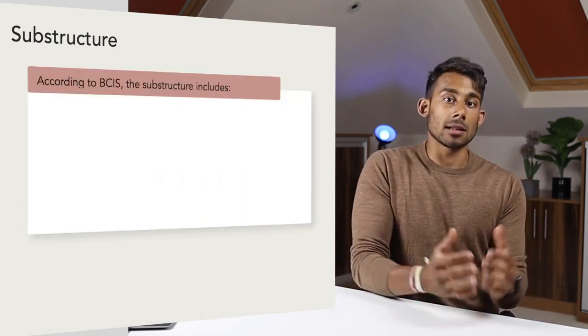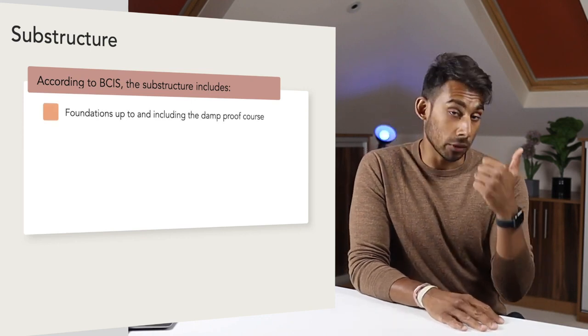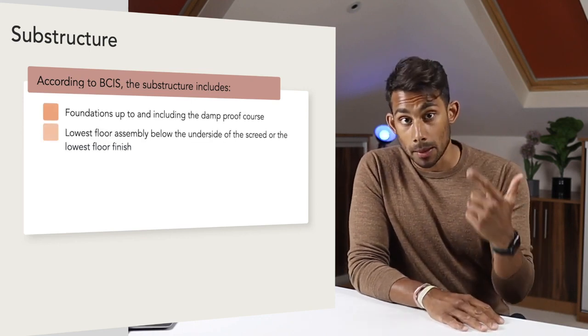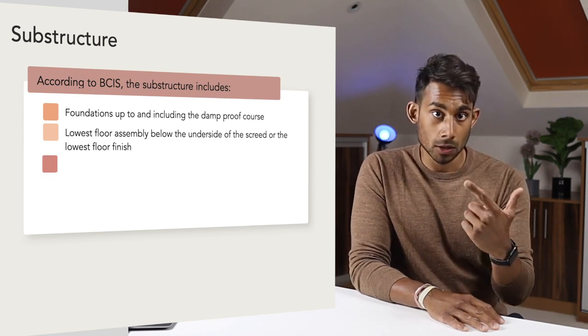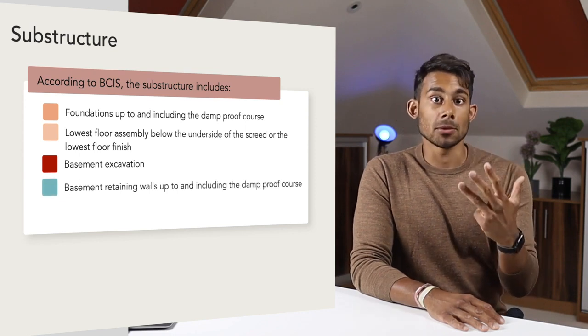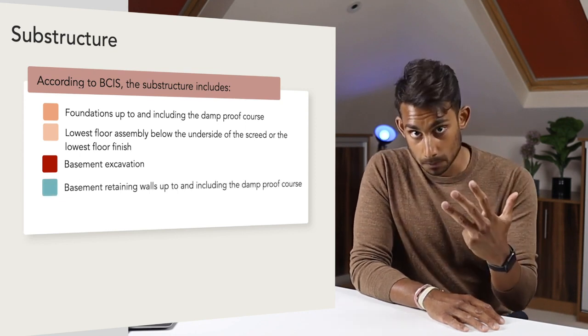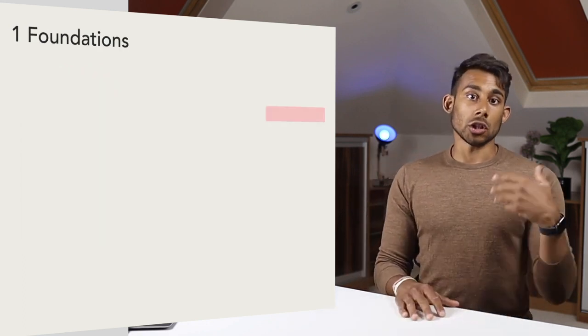According to the BCIS, the substructure includes foundations up to and including the damp-proof course, the lowest floor assembly below the underside of the screed or the lowest floor finish, the basement excavation, basement retaining walls up to and including the damp-proof course. Okay, now we know what a substructure is.